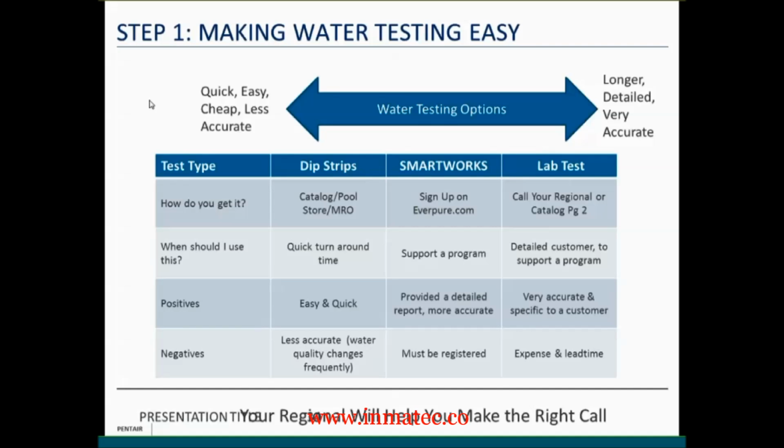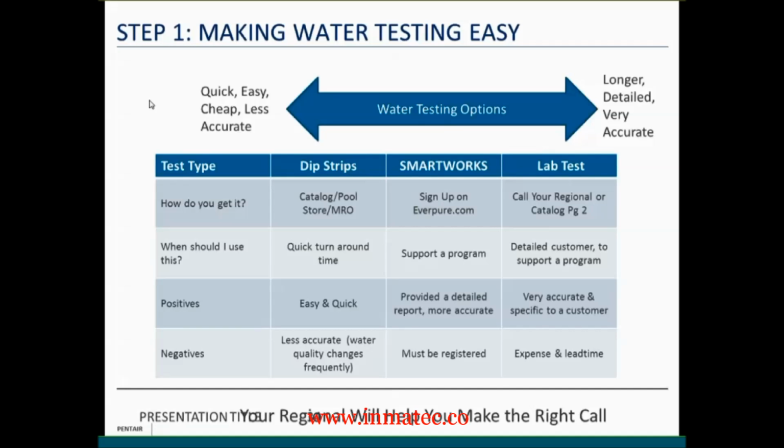Well, there are several ways to do water testing. They go from quick, cheap, and easy but less accurate, to much longer delays in time and extremely accurate. Test type: how do you get it? Well, there's dip strips, catalogs, pool stores, MROs. When should I use those? When you have a need for very, very quick turnaround. But understand that these are ballpark tools. Very quick and easy to use.